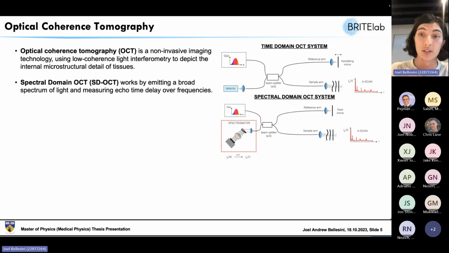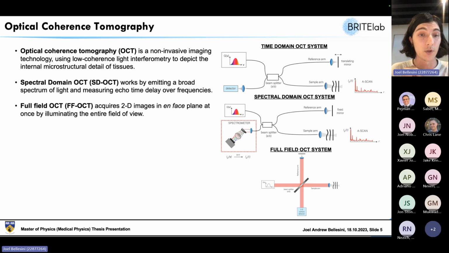Subsequent innovations on the time domain OCT system include spectral domain OCT, which works by emitting a broad spectrum of light and then measuring echo time delay over various frequencies. In effect, spectral interferometry is being performed in order to create identical A-scans without the need of translating hardware components. Therefore, far higher A-scan rates, or scanning rates, can be acquired. For our project, we're using a spectral domain OCT system, as high scanning rates will be critical for our protocol.